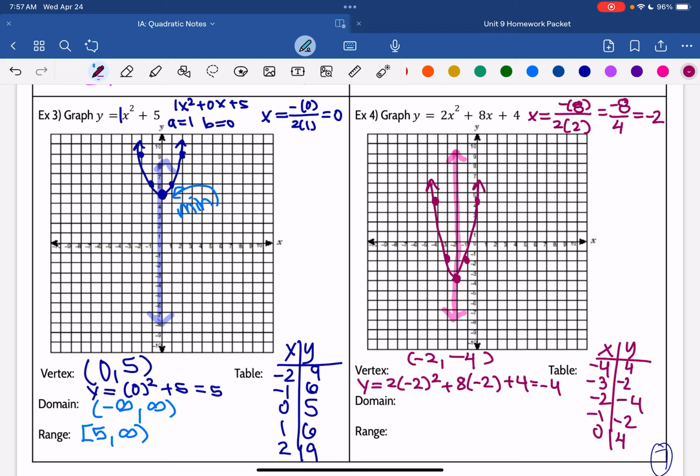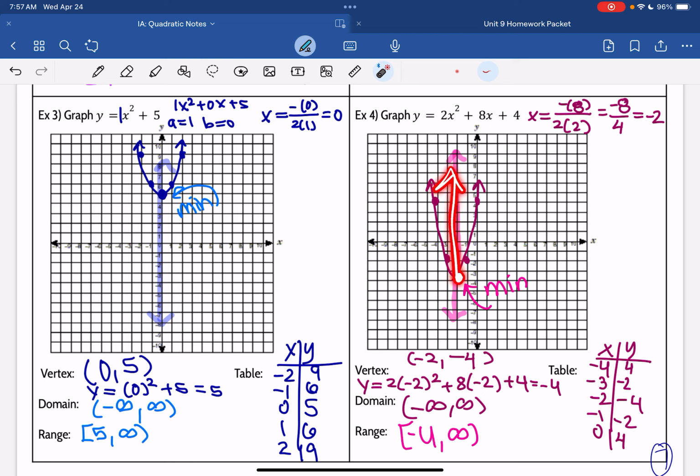Okay, domain, negative infinity to infinity. Range, well, we have a minimum again, which means our range is from negative 4 to infinity, because it starts at negative 4 on your y's and it's going up.